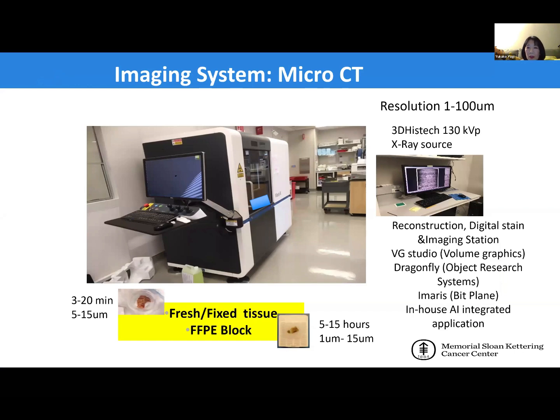So this is micro CT, and we scan fresh tissue in about 3 minutes to 20 minutes. Fresh and fixed tissue takes maybe 10 to 20 minutes, but fresh tissue takes 3 to 5 minutes. The resolution is 5 to 15 micron. Then for blocks, we scan for 5 to 15 hours, because we are still investigating how close we can get the image quality to a histology slide. The resolution is 1 micron to 15 micron.